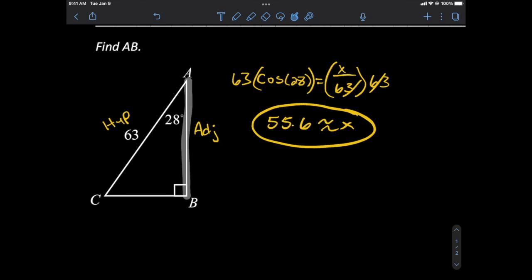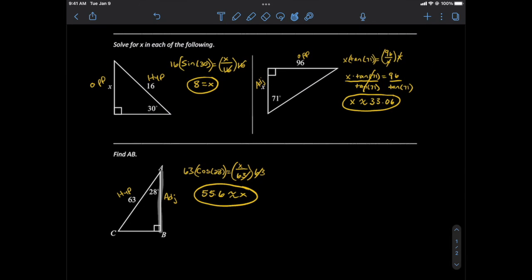And there you have it, folks. Label your sides, set up your SOHCAHTOA fraction, and solve for the missing variable. Remember that the hypotenuse is the longest side in the triangle. It's opposite the 90 degrees, and the angle that you're given is going to be made up of the adjacent and the hypotenuse. So once you know the hypotenuse, you know the adjacent, and you know the opposite.